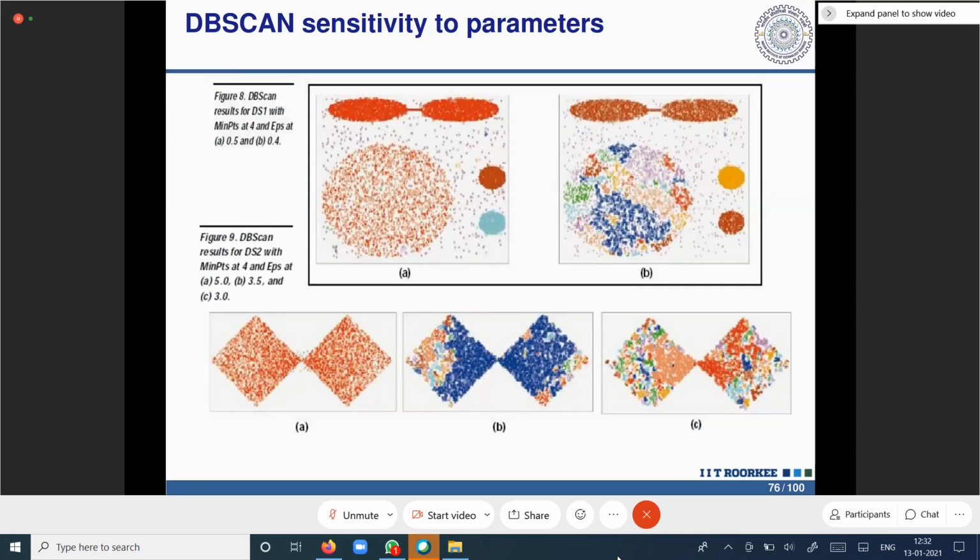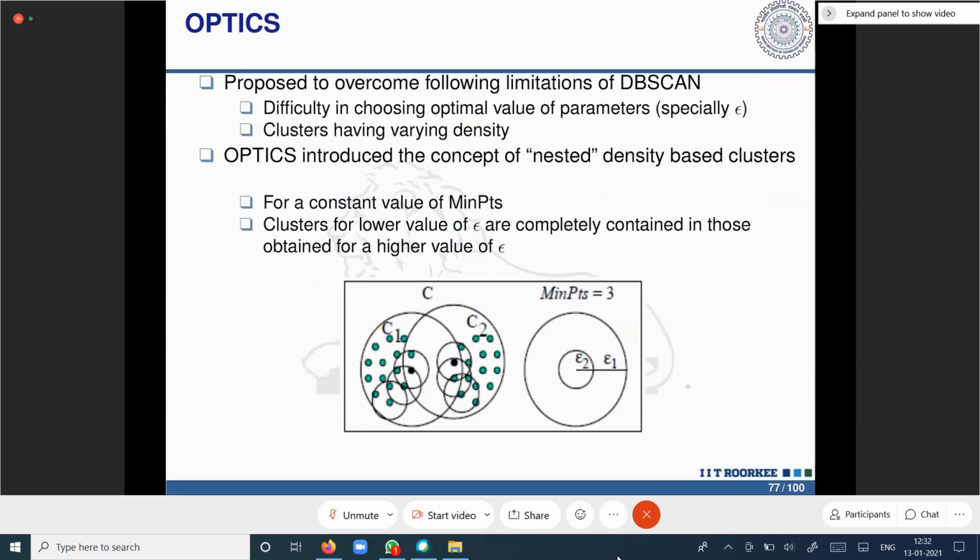Similarly, here we have epsilon values 5, 3.5, and 3. No value of epsilon is able to correctly identify the two clusters here. Here it merged all, here it partitioned them wrongly, and here there are lots and lots of clusters.